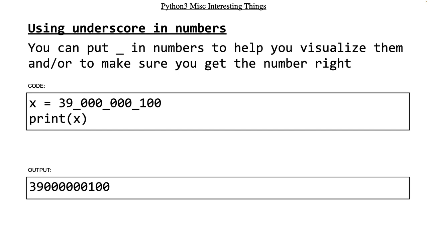A lot of times when you have numbers, it's like 36 followed by 8 zeros, and so that you don't have to count and hope you get it right, you can put the underscores in there to help you. They do not have to be where the commas are. I could have very easily written 39 underscore 00 underscore 00 underscore 00 underscore 100, and I would get the same result.